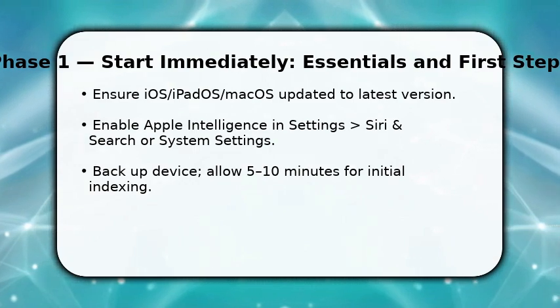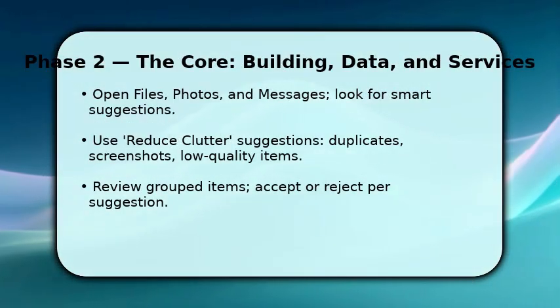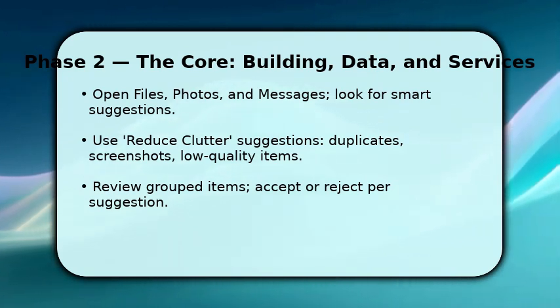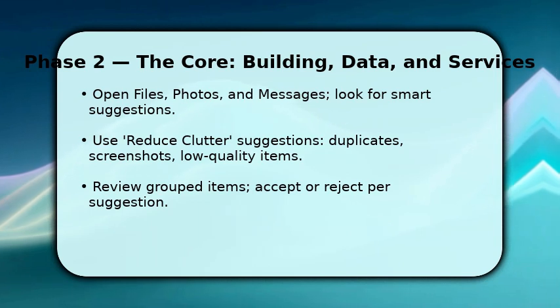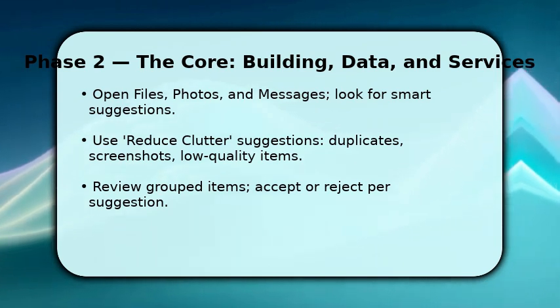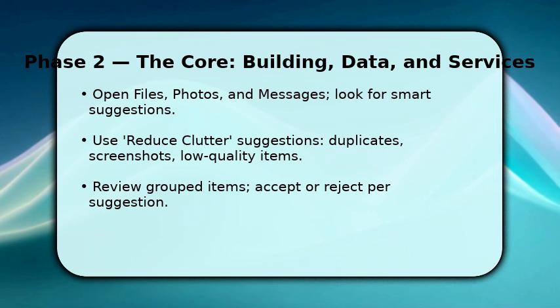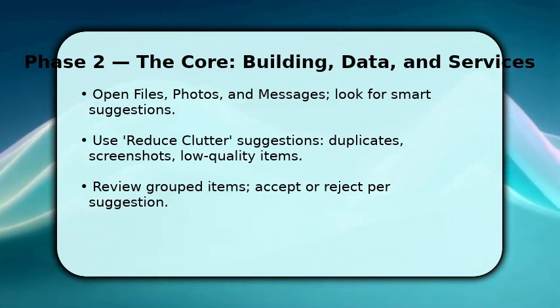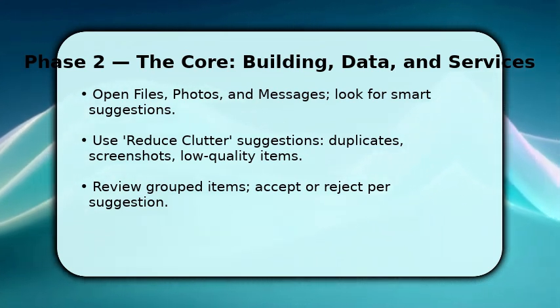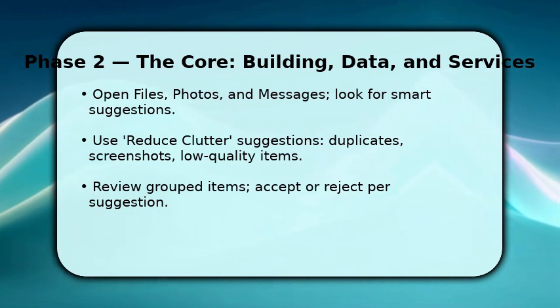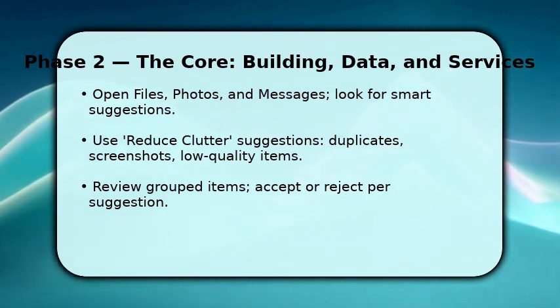Now you run the cleanup features across apps where Apple Intelligence suggests actions. In Photos, tap the summary card to remove duplicates and blurred images. In Files, accept suggestions to archive or delete rarely used documents. Once done, check messages for large attachments and unneeded threads. Follow the Apple Intelligence prompts to summarize or remove.